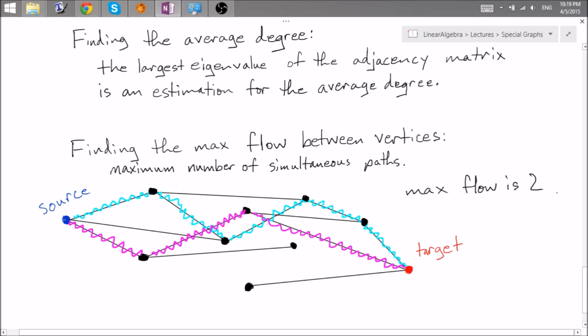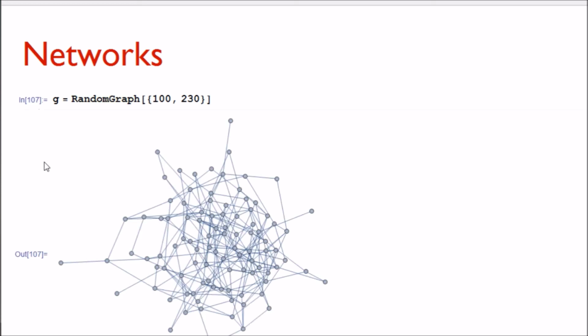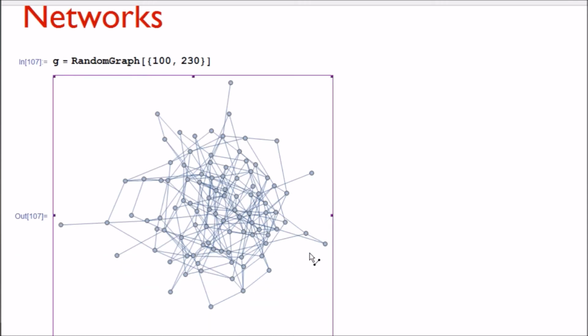Now in this graph, it was pretty easy to find the maximum flow by hand, but for larger graphs you can imagine that this can be really tricky, keeping track of which edges have been used and which haven't. So we're going to look to Mathematica to solve this problem for us. To get a network in Mathematica, we'll just use a random graph. So we'll type G is a random graph, and now we put in curly braces the number of vertices, so we'll say 100 vertices and 230 edges. When we run this, it'll give us a graph with 100 vertices and 230 edges.